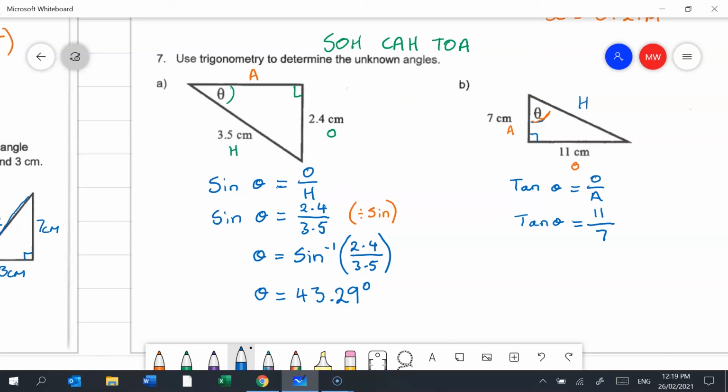I don't want tan theta, I want just theta, so I'll divide both sides by tan, and I'll find that theta equals tan to the minus 1, or inverse tan, 11 over 7, which I'll then put in my calculator, and theta will be 57.53 degrees.